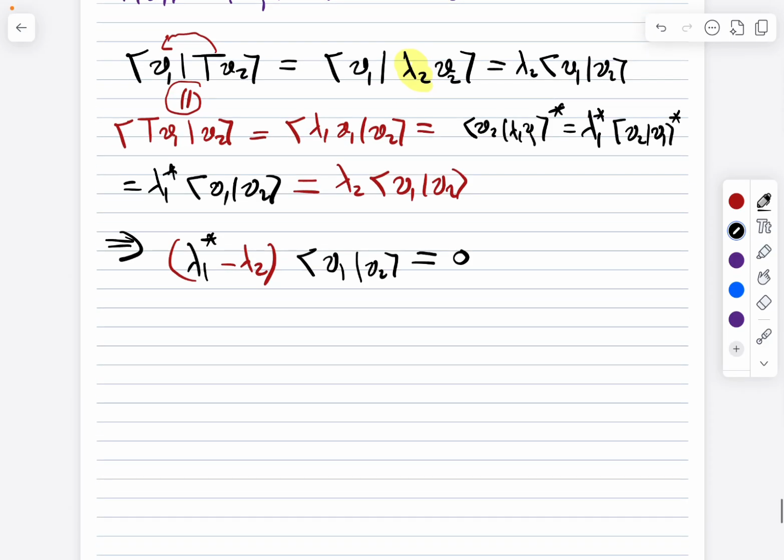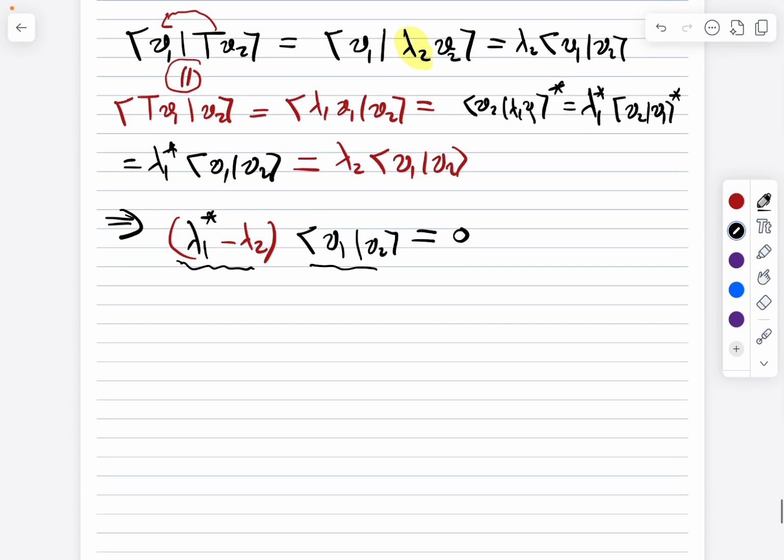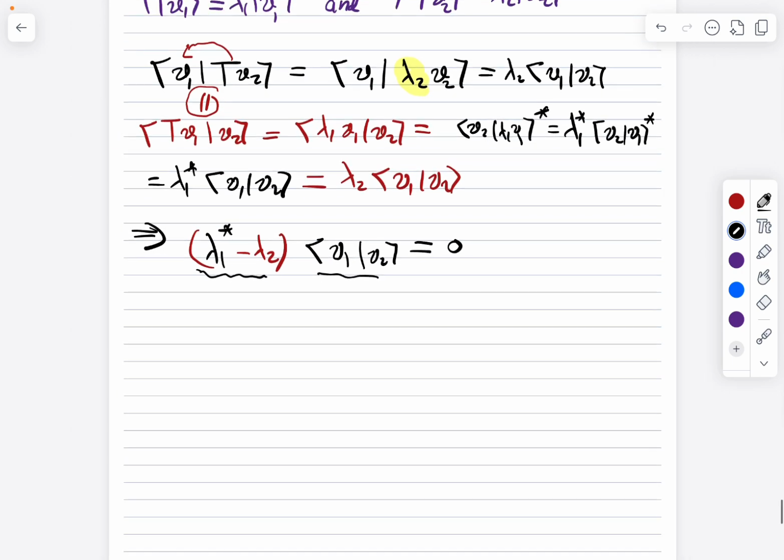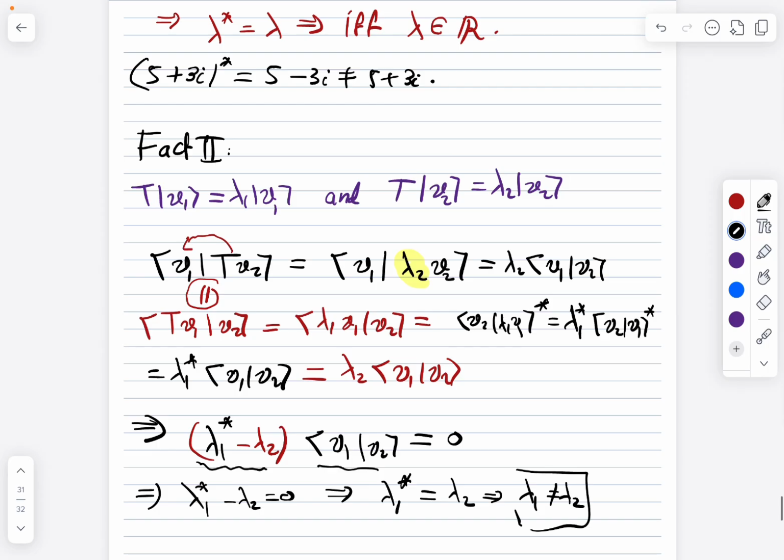So what does that mean? That means either this is equal to 0 or this is equal to 0. So let me say lambda 1 star minus lambda 2 is equal to 0. That means that lambda 1 star equals lambda 2. But remember, lambda 1 is real because it's an eigenvalue of a Hermitian operator. So that means that lambda 1 equals lambda 2. But that is not possible because we assumed that they are distinct, they are different.